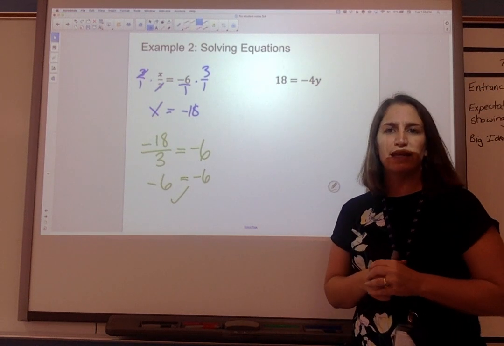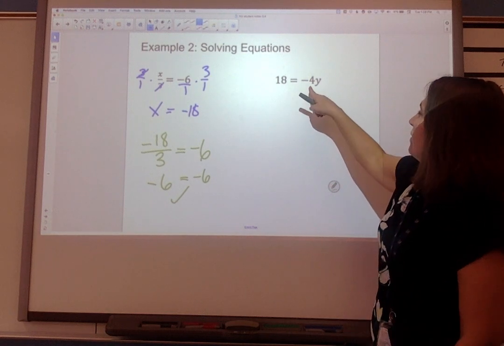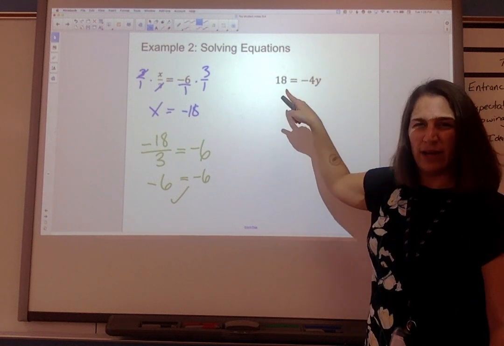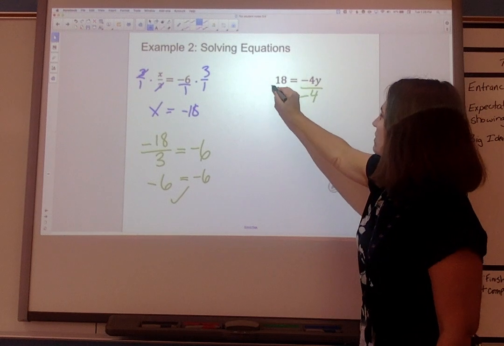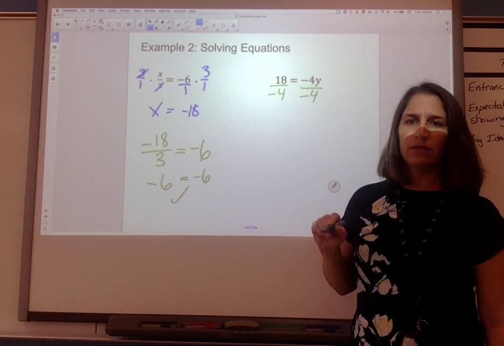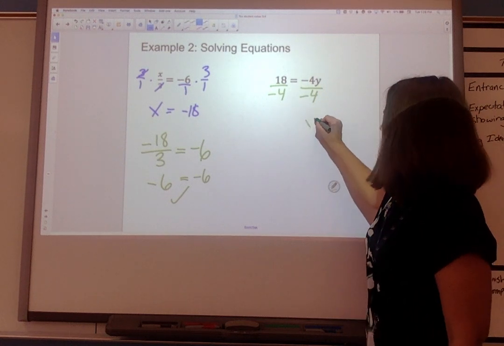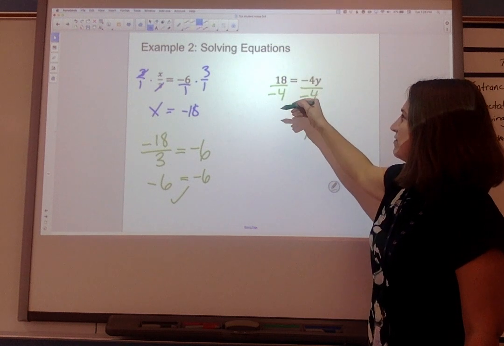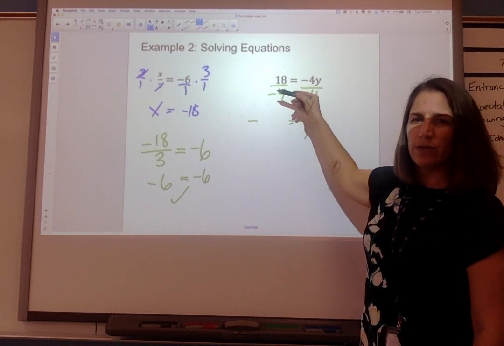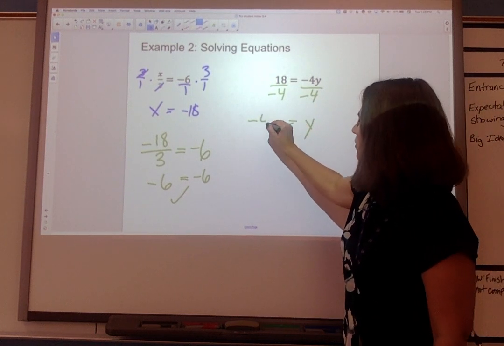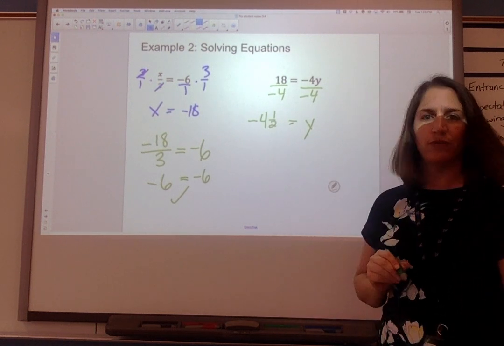All right, here's our other problem here. 18 equals negative 4y. So we're going to solve this equation for y. Here we have negative 4 times y, right? That's what negative 4y means. So to solve for y, we're going to divide both sides by negative 4. Negative 4 divided by negative 4 is positive 1, or just 1y. And 18 divided by negative 4, we know it's negative. Let's see, 4 goes into 18 4 times with 2 left over, so 2/4 or 1/2. So negative 4.5 would be y.